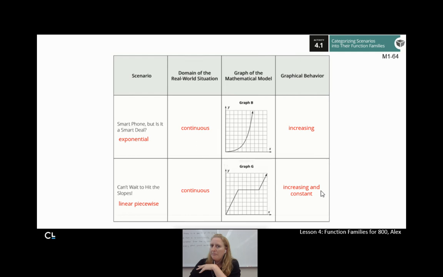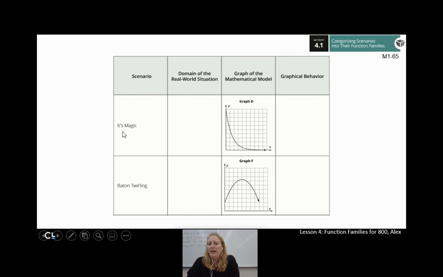It's magic. We're cutting rope in half, if I recall correctly. Look at this, swoop down. That's an exponential function. We keep cutting in half, cutting in half, cutting in half. It's getting really small, really fast with our rope. So that means it is continuous and that means this is decreasing, to be short.